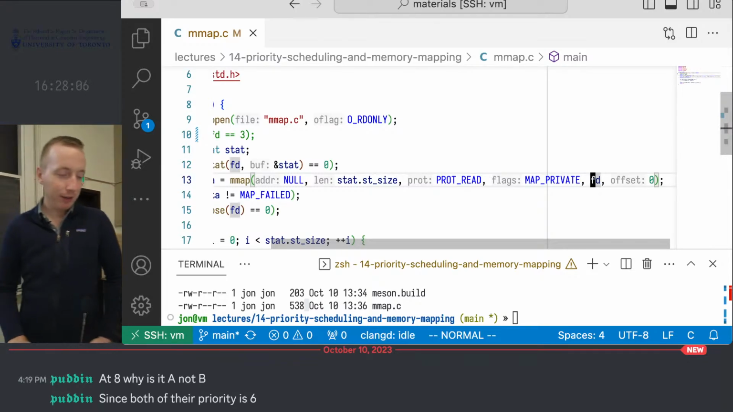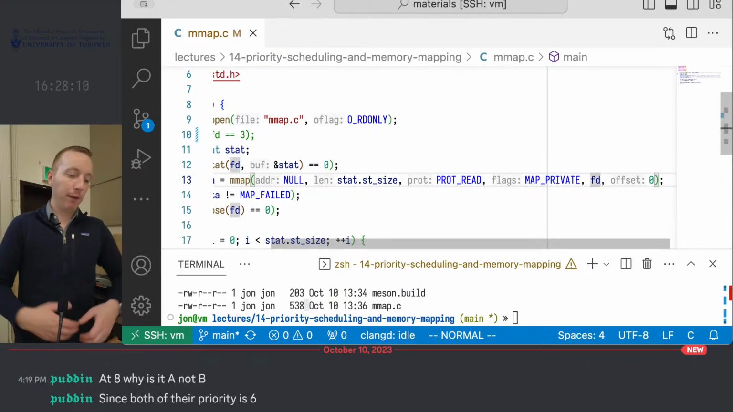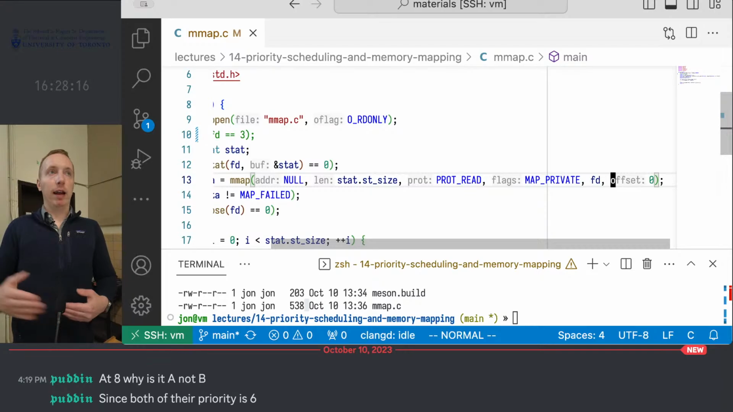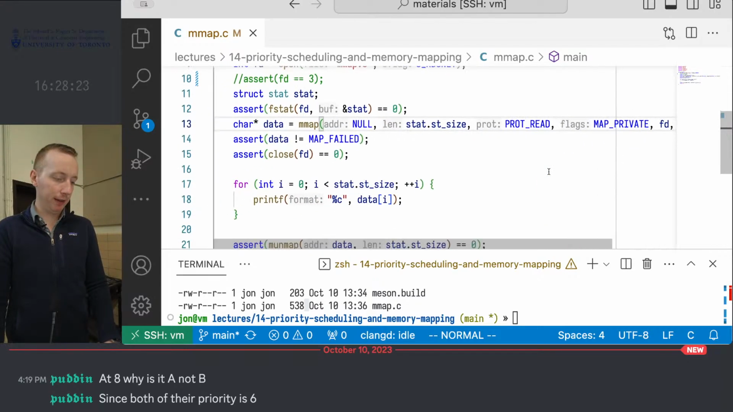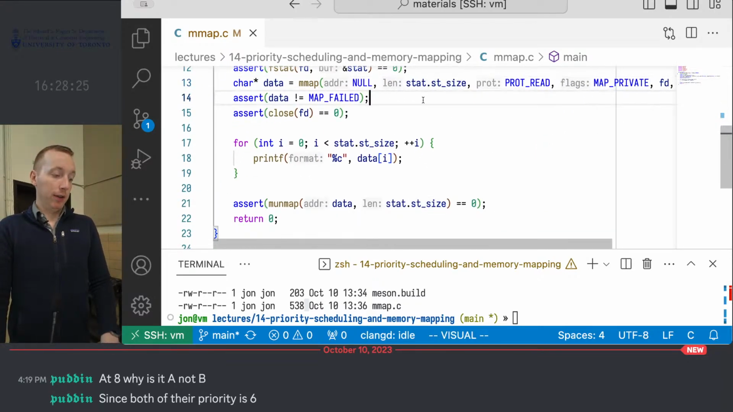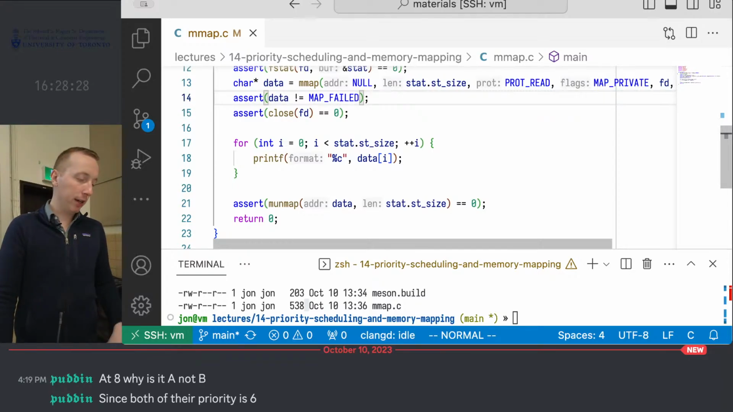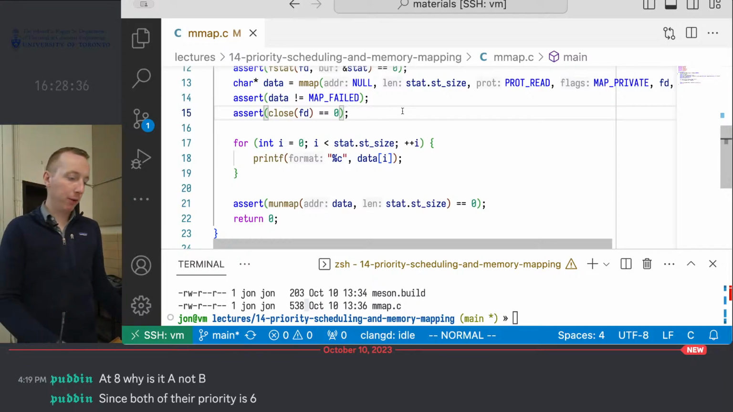All right. Next argument is the file descriptor. If you want it to represent a file, what file do you want it to represent? In this case, we just give it fd. And then offset is how many bytes into the file should I start this mapping. If we want to read the whole file, our offset is 0. In this case, we check to see if it failed or not. Then we can close the file descriptor because we don't need it anymore. We will access this file through that virtual memory.